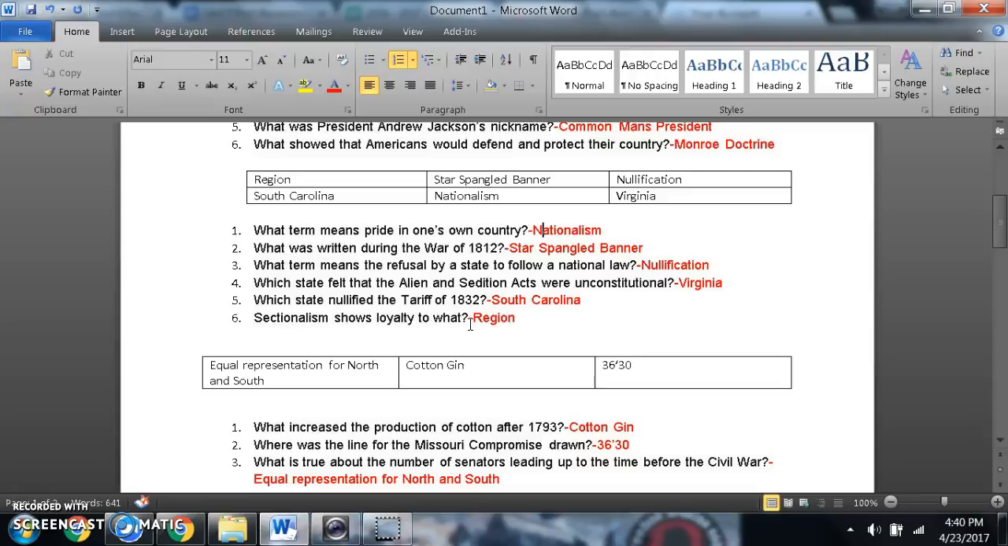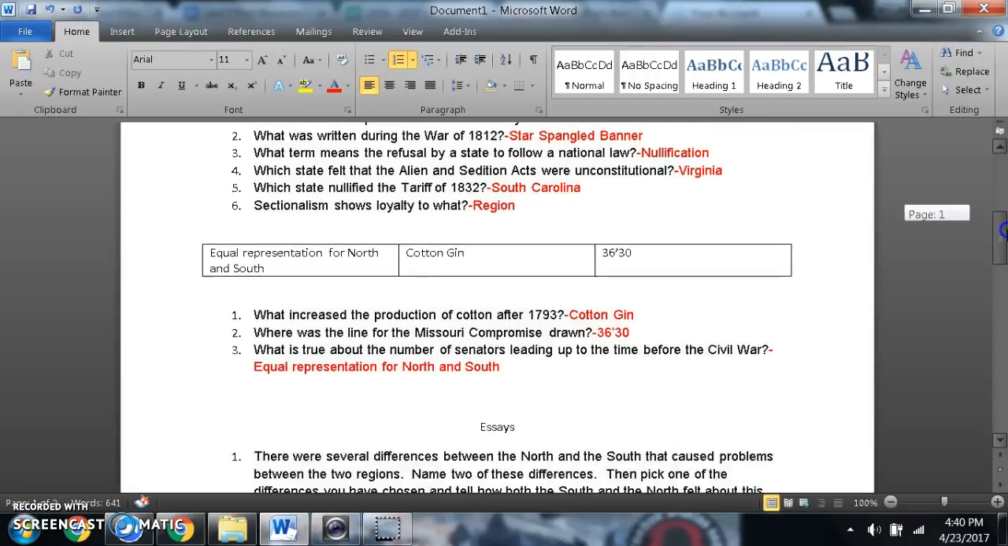Number four, which state felt that the Alien and Sedition Acts were unconstitutional? That was Virginia. And number five, which state nullified the tariff of 1832? They felt like they were being unfairly taxed for buying goods, and that is South Carolina. And we've already talked about number six, so we'll just go ahead and move on.